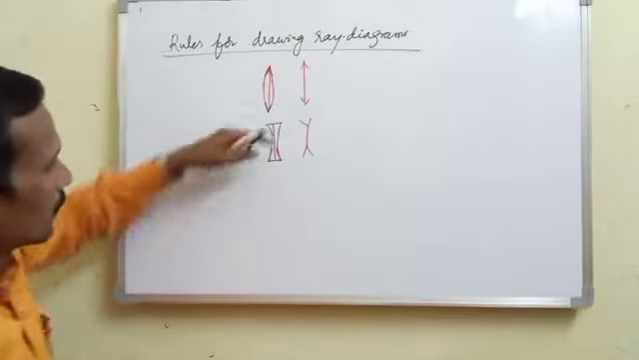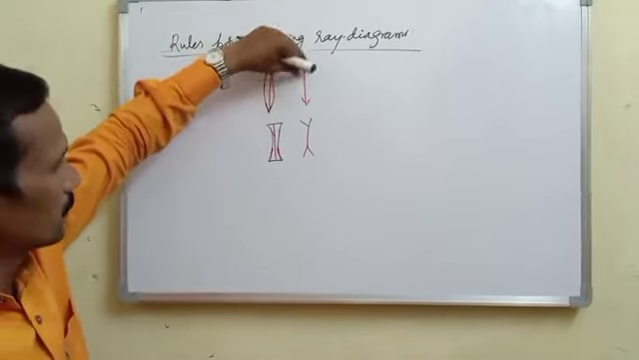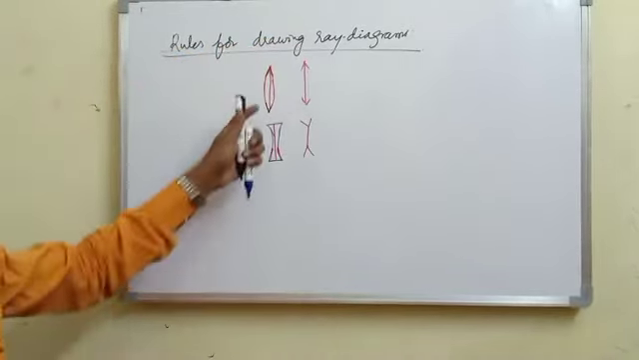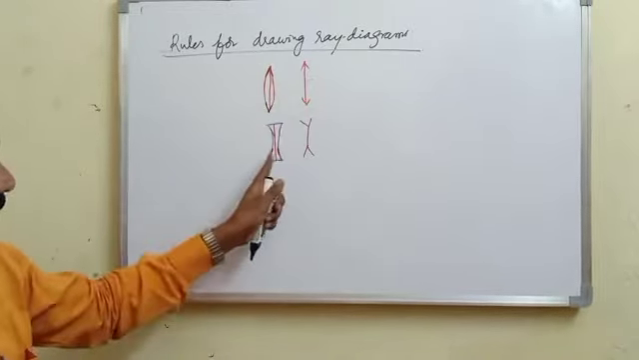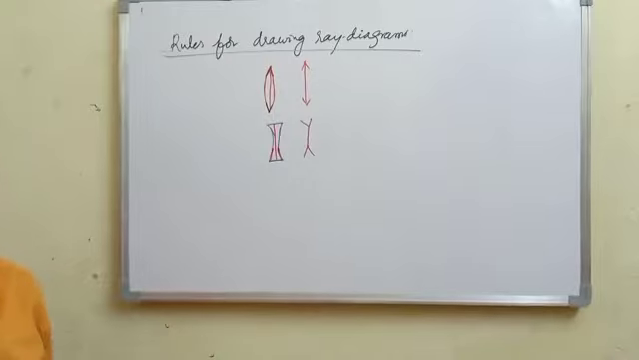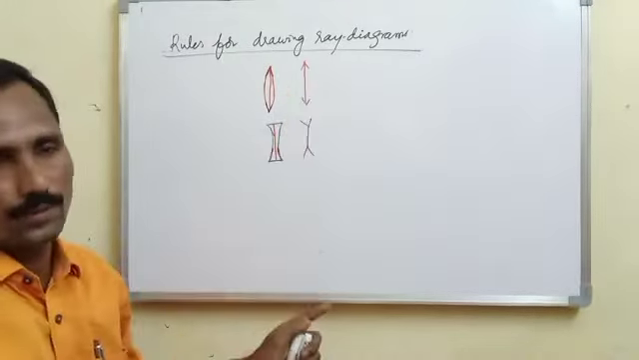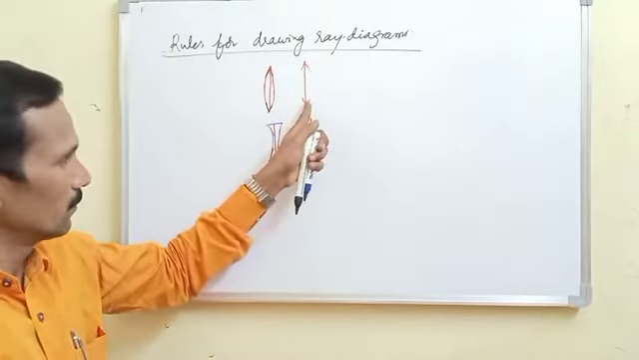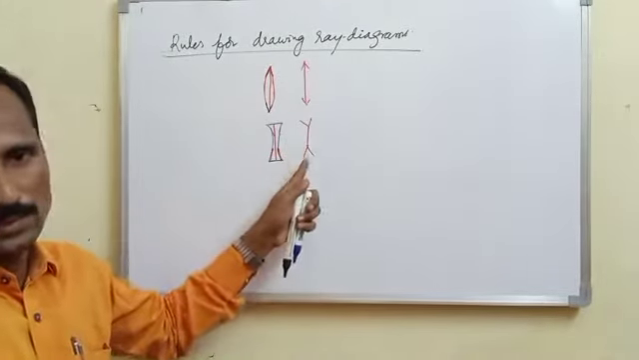Concave means thicker at the edges, thin at the middle. Convex is thin at the edges, thicker at the middle. Thin lenses are represented as a convex lens like this and a concave lens like this. Further, in all our diagrams we represent a convex lens by this symbol and a concave lens by this symbol.